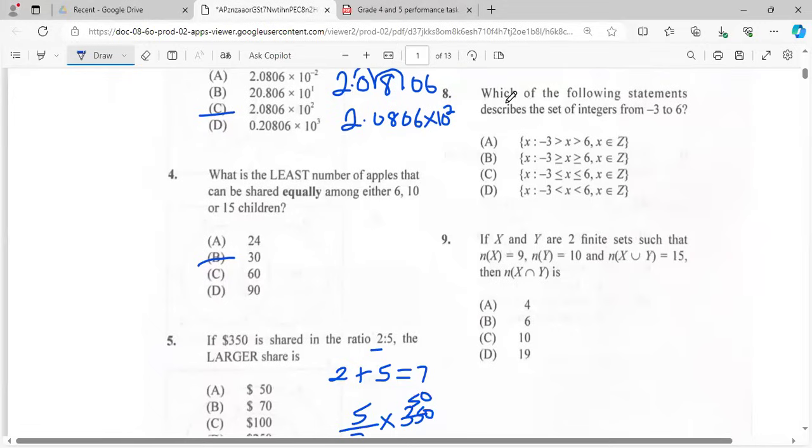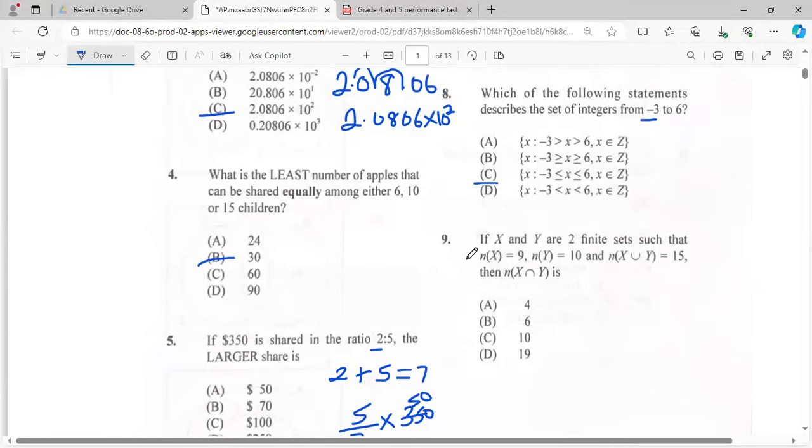All right, it says, which of the following statements describes the set of integers from negative 3 to positive 3? So we have to include negative 3 and positive 3. So this is not greater than, it should be less than or equal to, guys. So it is actually C.